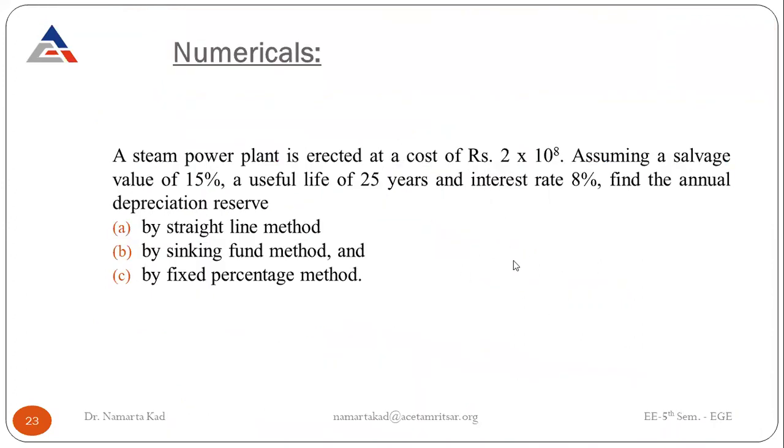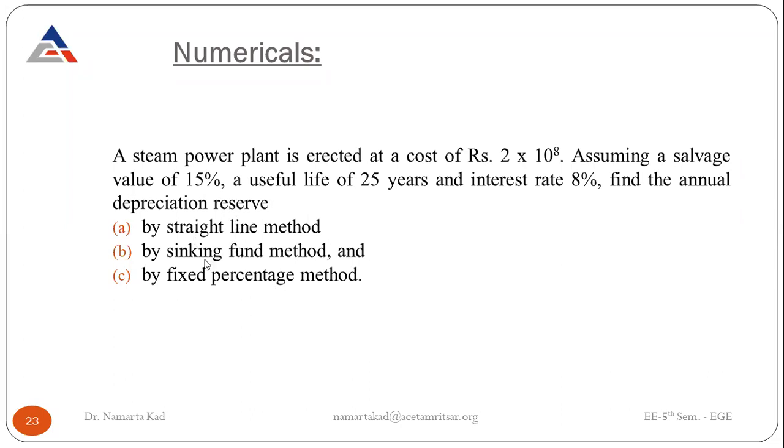So this is one more numerical for your practice only. Here the steam power plant is erected at a cost of this. This is the initial cost or initial investment. Salvage value of 15%. Here the salvage value is not directly given. They said it is 15%. 15% of what? This initial investment. So first calculate the salvage value. Okay, useful life is given as 25 years. Interest rate is given as 8%, and now find the annual depreciation reserve.